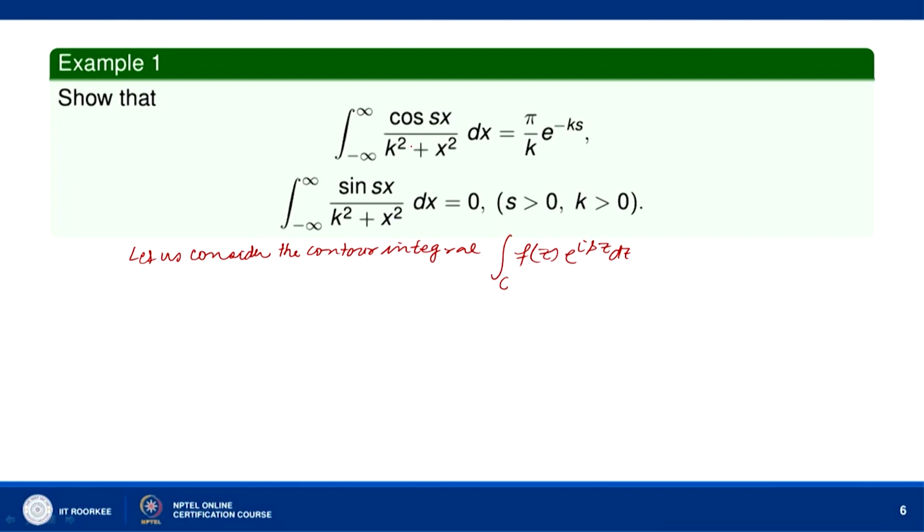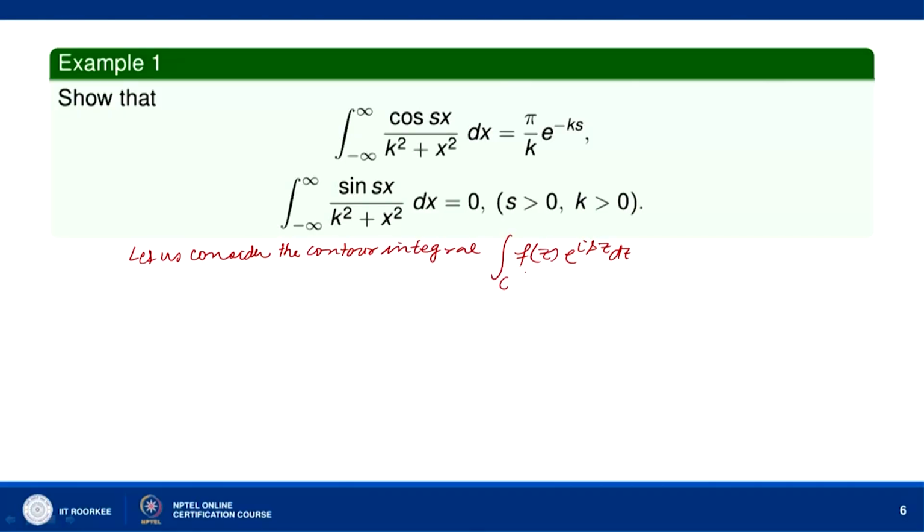So the difference of the degrees of the denominator and the numerator is 2; the degree of the denominator is 2 units higher than the degree of the numerator. Those conditions hold, and moreover the denominator polynomial k square plus x square, which we have denoted by qx, is not 0 for any real value of x. So we can apply the article which we have just now studied.